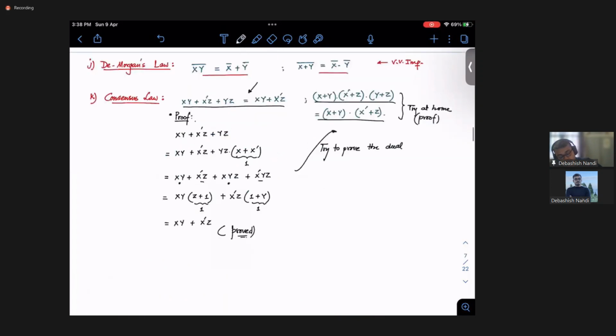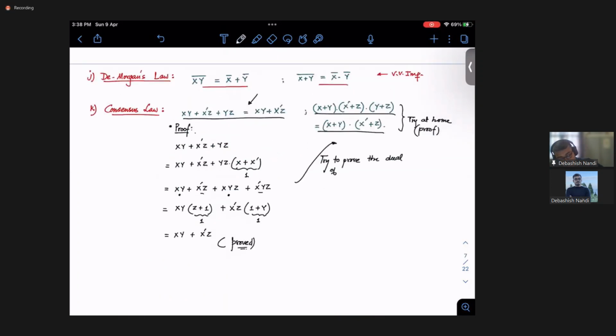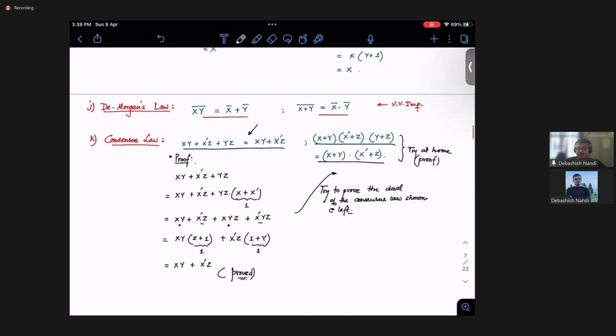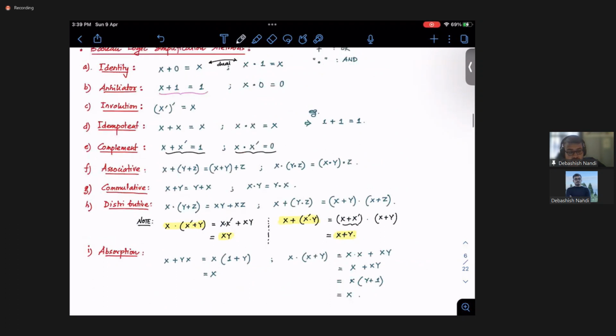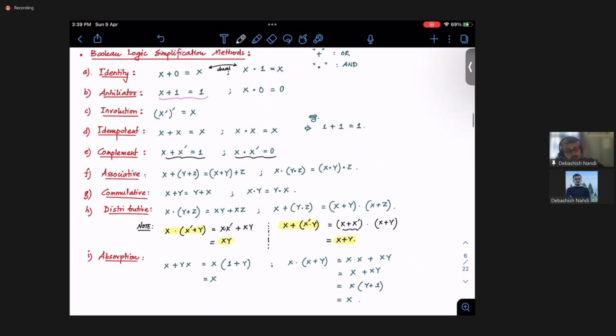So try to prove the dual of the consensus law shown at left, okay. So these 11 properties we will try to keep in mind while solving today's problem session, okay. So these are pretty simple. Anyhow, I will be referring back to these properties.